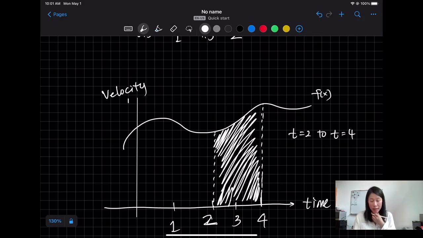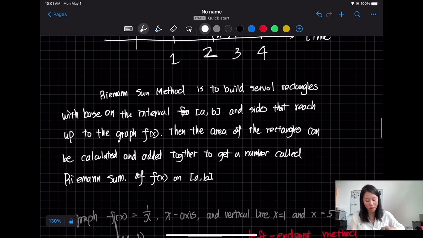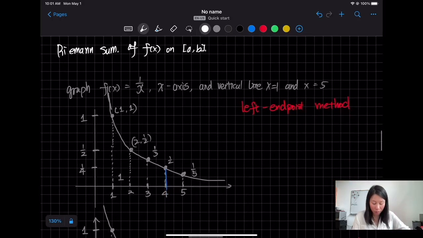In this case, we are going to use a new method called the Riemann sum. So what is a Riemann sum? The Riemann sum method is to build several rectangles with bases on the interval a to b and sides that reach up to the graph f(x). Then the areas of the rectangles are calculated and added together to get a number called the Riemann sum of f(x) on a to b.